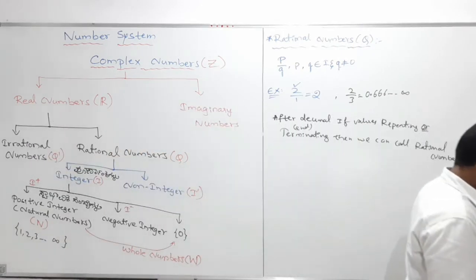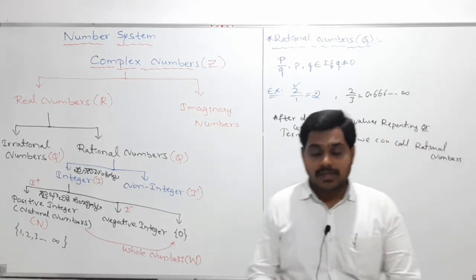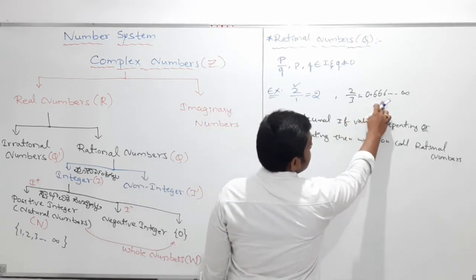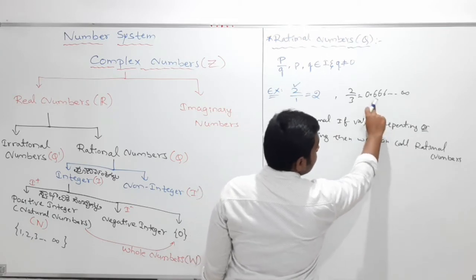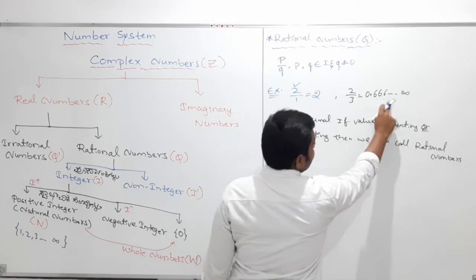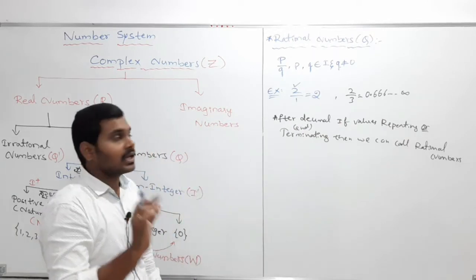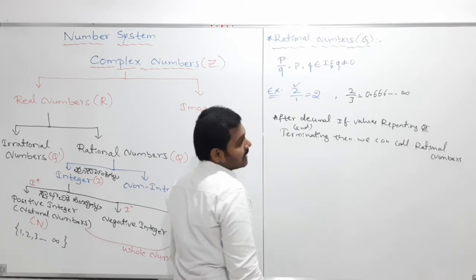Clear? Now, my dear students, the next one is irrational numbers. First, a quick recap: 0.666 has values after the decimal that are repeating, so this is a rational number. Very clear? After the decimal the values are repeating, so this is a rational number.